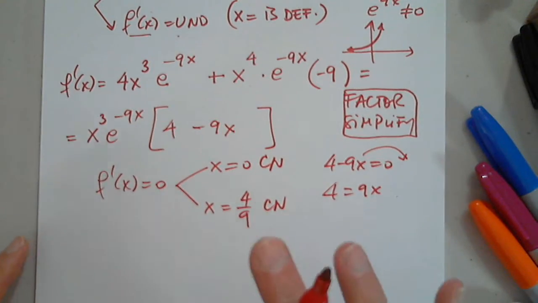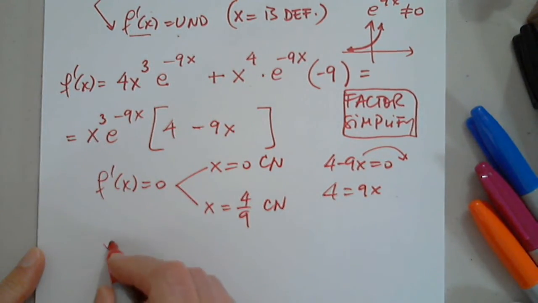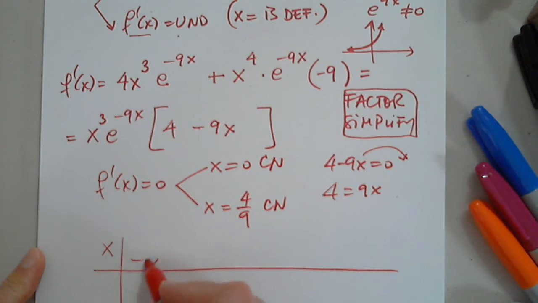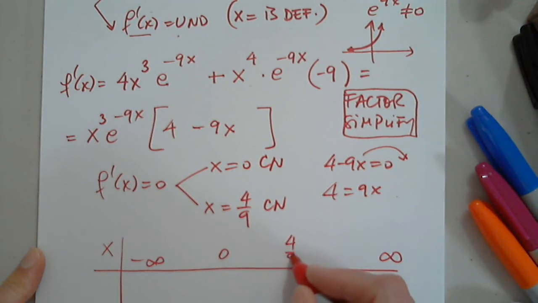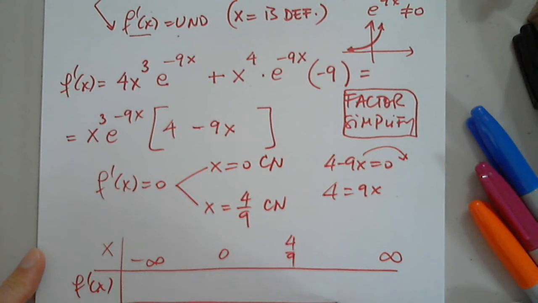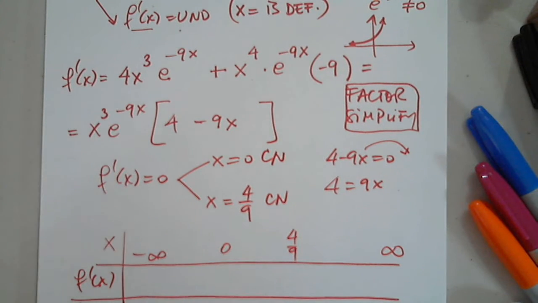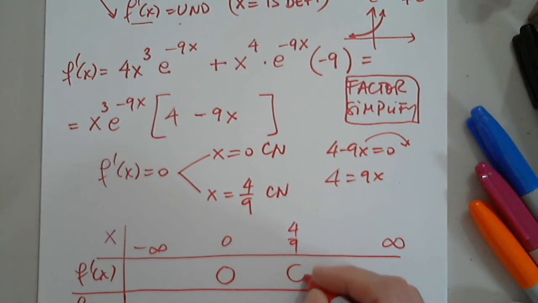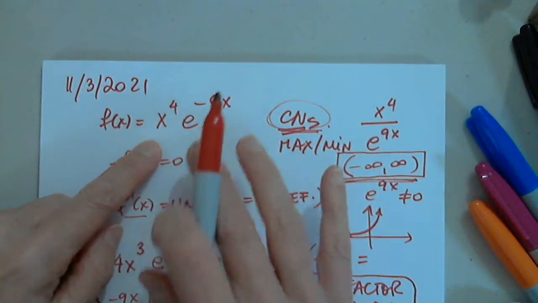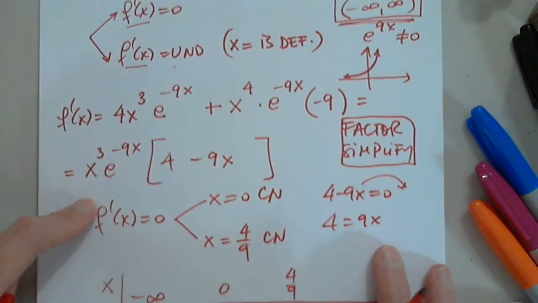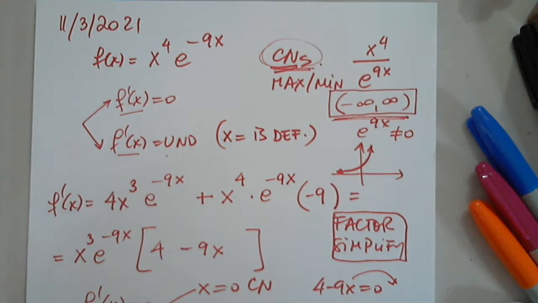But I also want to determine whether these turn into max-min or not. For max-min, I do not need the second derivative, unless you want to use the second derivative test. That's fine. You can. So we have 0 here and 4/9 here. When I plug in 0 into the function and 4/9, I should get the y values. When I plug in 0, it is 0 times 1, which is 0, so this is easy. Now when I plug in 4/9, I will do it with the calculator to see what I get.